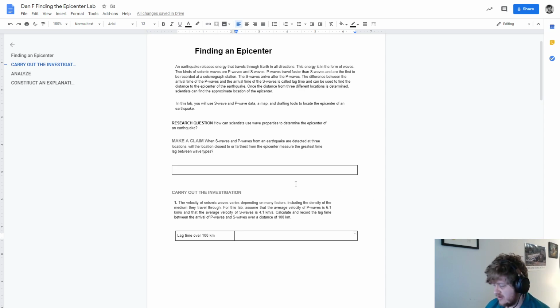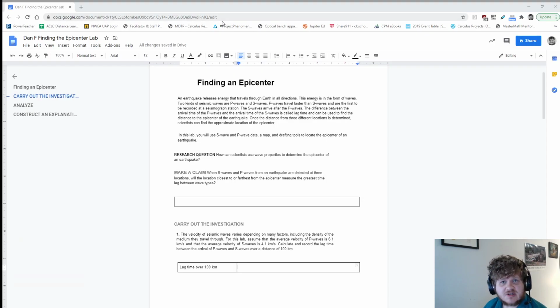In this, we're given two key details. We're given the speed of our P waves, which is 6.1 kilometers per second, and the speed of our S waves, which is 4.1 kilometers per second. I'm going to write that down on something you can't see right now, because we're going to do some math about all of these things. So, let me adjust.